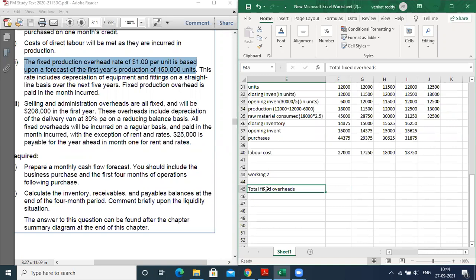So the total fixed overheads, the adjustment is 1,50,000 units and $1 per unit, so it comes to 1,50,000. I hope it is clear. The total fixed overheads are 1,50,000. Now they also mentioned that this includes a depreciation of equipment and fittings on a straight line basis over the next 5 years.